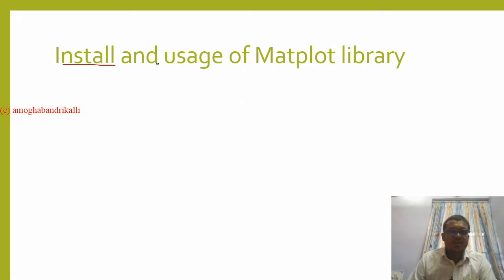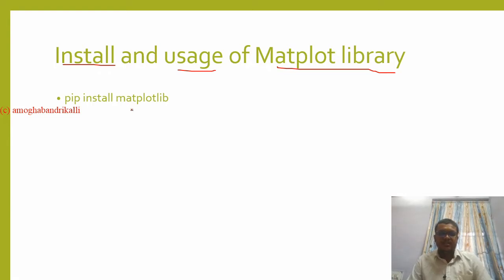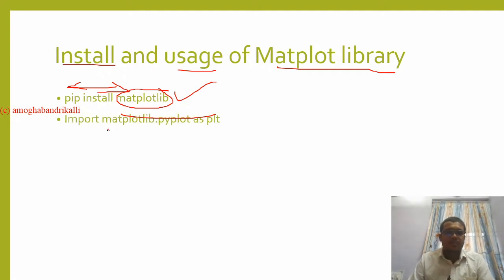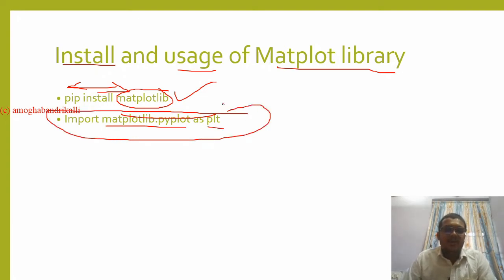So, how to install and use matplotlib. The installation is the same: pip install matplotlib, where matplotlib is the package name and the rest stays the same. Then import matplotlib.pyplot as plt. This is again a nickname.